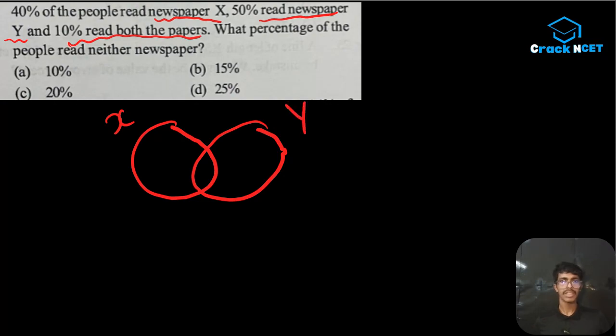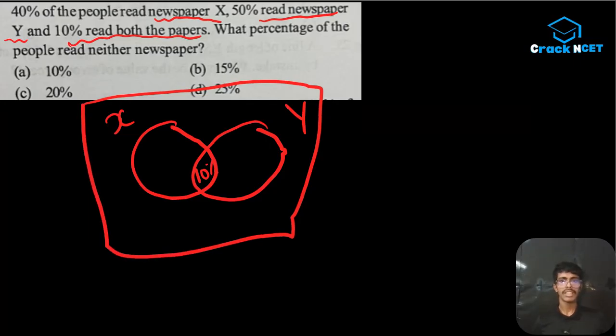X, Y. 10% read both the newspapers. Fill it out. 40% of people read the newspaper X, so for the leftover area, this will be 30%. 50% read newspaper Y, so it means that 40% will be the leftover area because 10% is there.